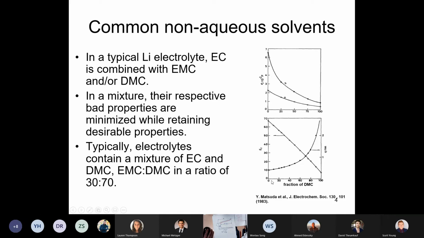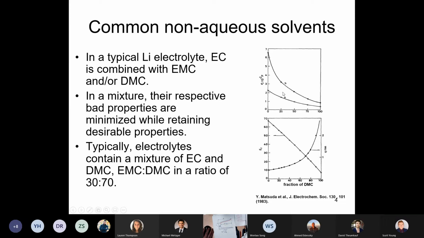If we take EC and mix it with DMC, over here would be 0 DMC, and over here is 100 DMC. This line is the dielectric constant. It starts at almost 65 or so, and goes all the way down to that of DMC, so it's pretty much a linear variation. And then this curve shows the viscosity, which drops as you add DMC.